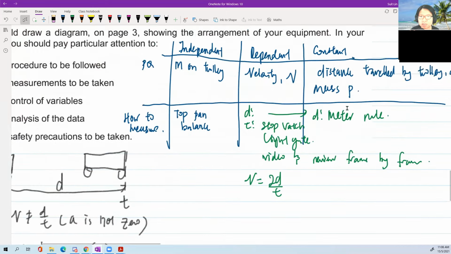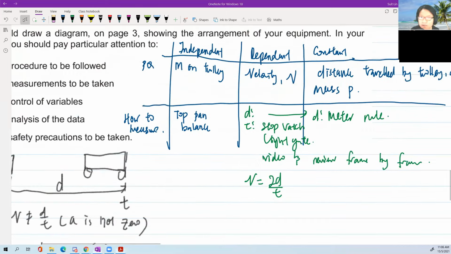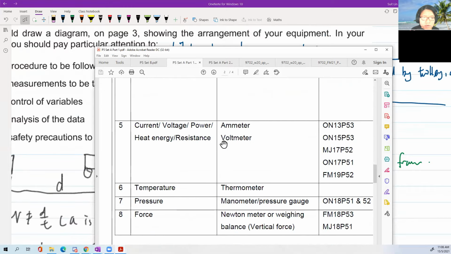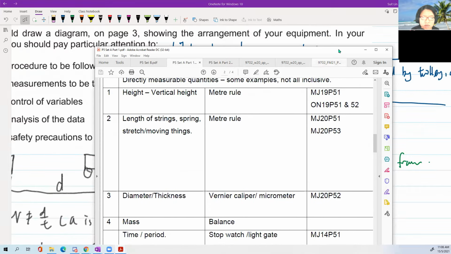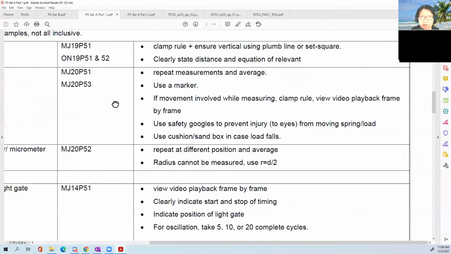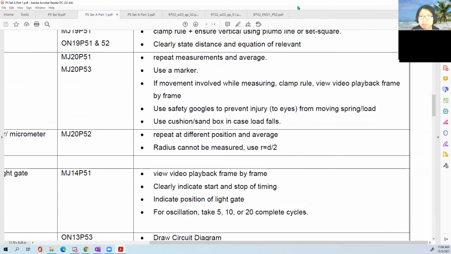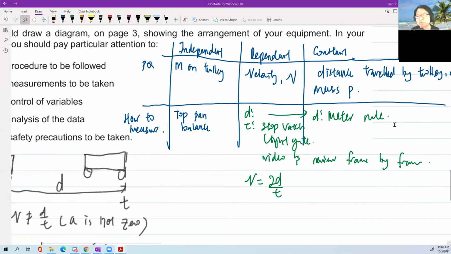So these are just how to measure and all the extra details. Again, you can always refer to this one because if you look here, if I talk about anything that is traveling, movement involved while measuring, you can view video playback frame by frame. You can repeat the measurement and average, but the repeat one we can write later. All right, so velocity is done. I think distance d is pretty straightforward. We measure using a meter rule, and mass p kept constant. Just use back the same mass time and time again.